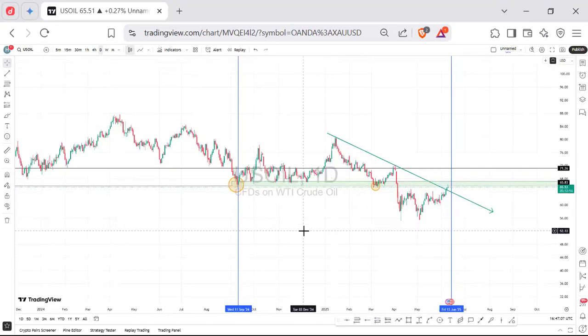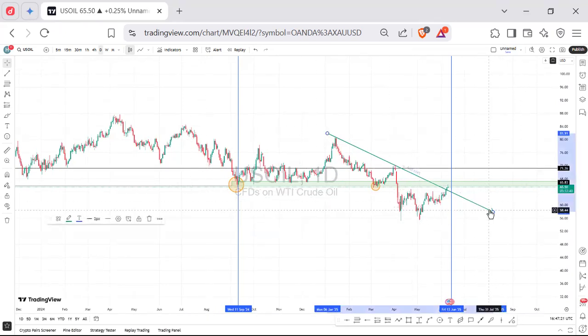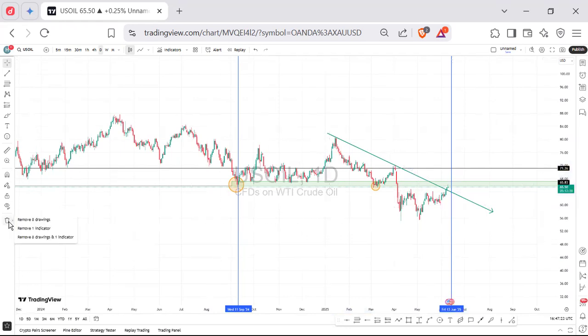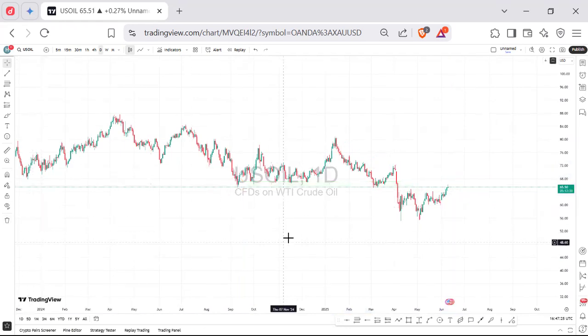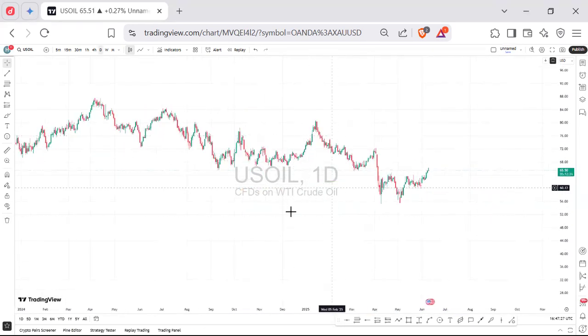Okay, so you asked about support and resistance and how to trade support and resistance here. I made a little drawing here, but you know what? Let me delete all of them and then show you from the beginning again. So this is US oil daily time frame.